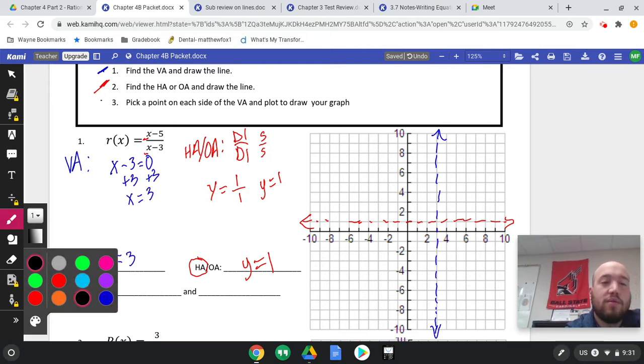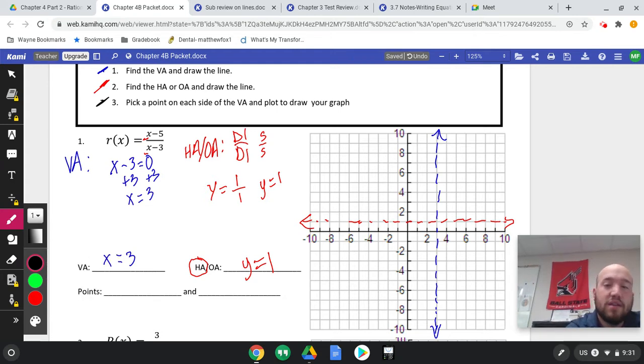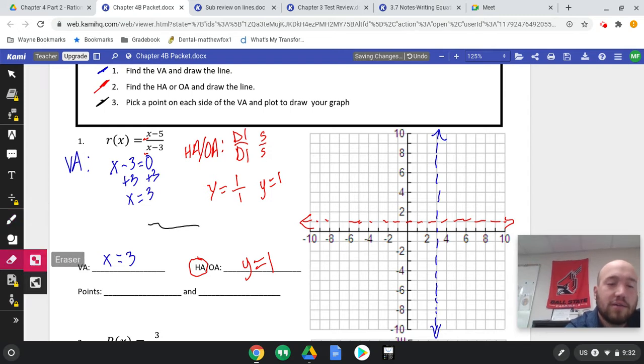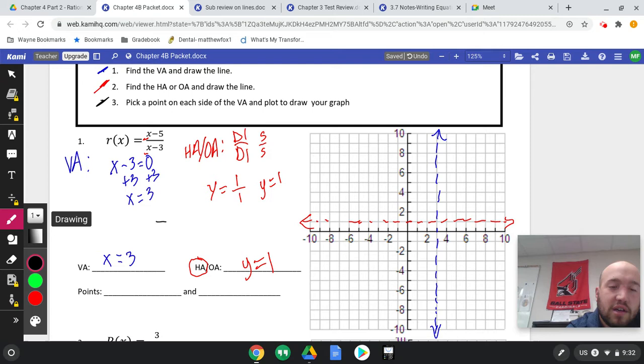Okay, so now finally, step 3. To do step 3, we need to pick a point on each side of the vertical asymptote and plot this so that we can tell, if you look over here, we don't know which quadrants it's going to be in. So when I say pick a point on either side, our vertical asymptote occurs at 3. If we draw our number line here, we know 3. Now go 1 to either side, that's 2 and 4. Those are the points we're going to use. We know the x value will be 2 on this one, the x value will be 4 on that one.